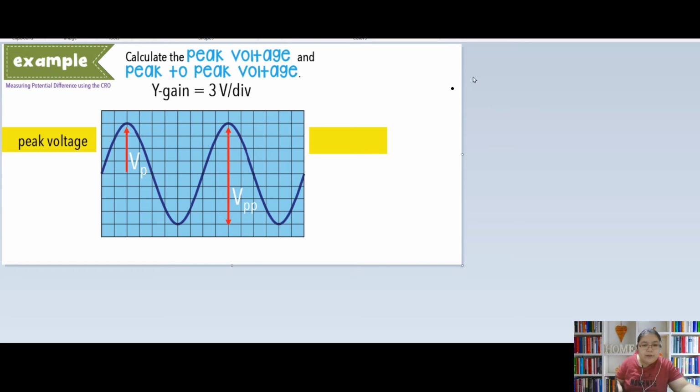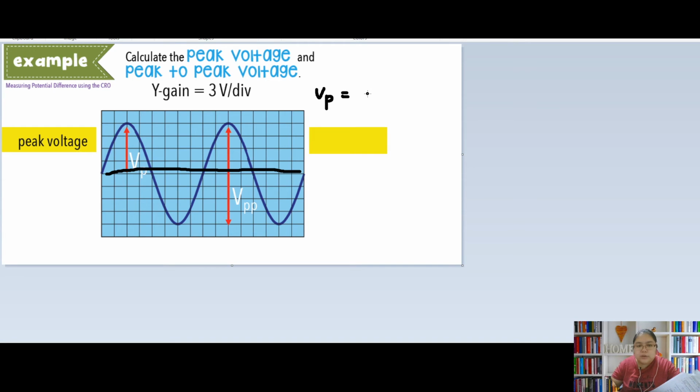Okay, first one, we have to find the horizontal line. The horizontal line starts here. Draw the horizontal line. From here, you need to count how many boxes up: 1, 2, 3, 4. Four boxes up. So we need to find VP first.